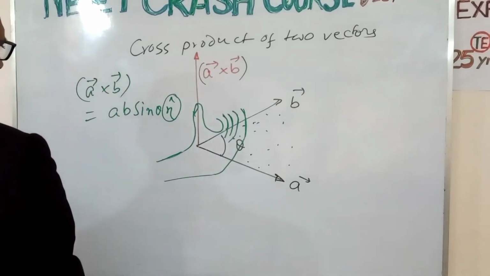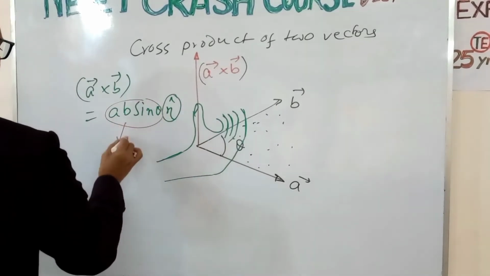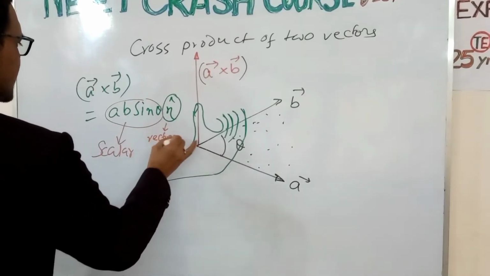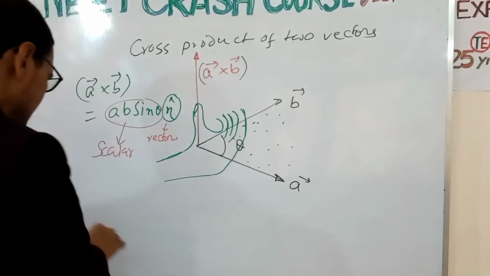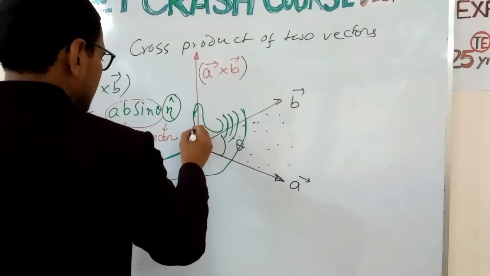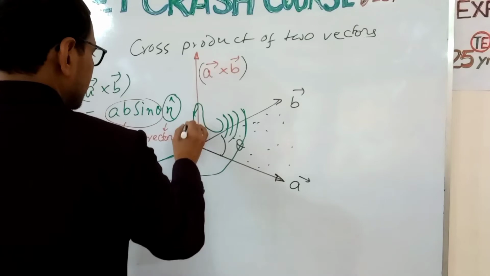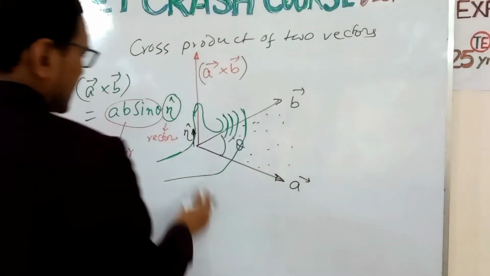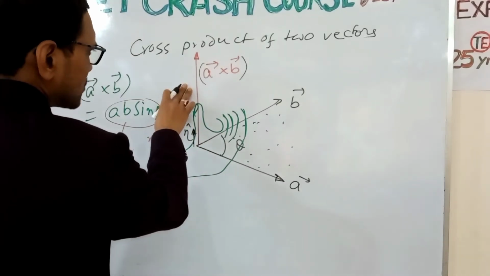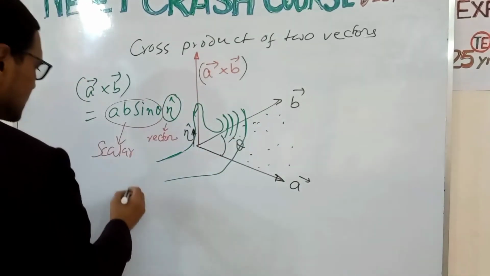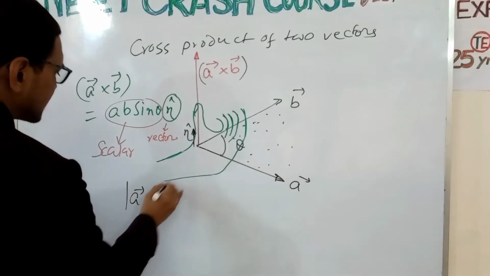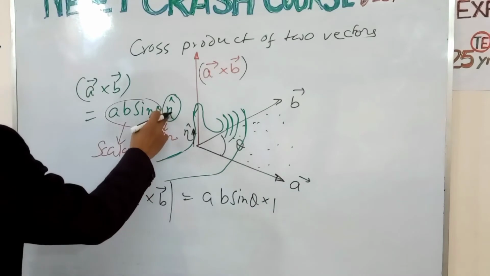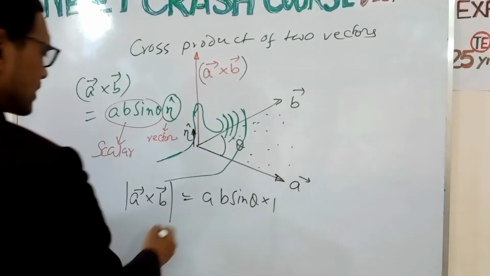Now this quantity is scalar, but this is a vector. So this is the unit vector. The direction of the unit vector is along this direction. So the direction of a cross b is along this, that is, perpendicular to the plane containing a and b. Now if we take the magnitude of a cross b, then it is ab sin theta into 1. The magnitude of a unit vector is 1, so ab sin theta.